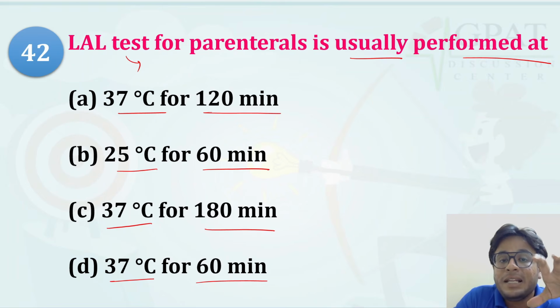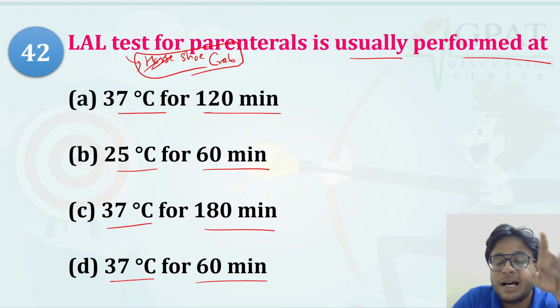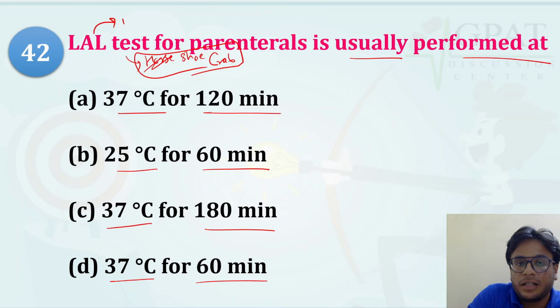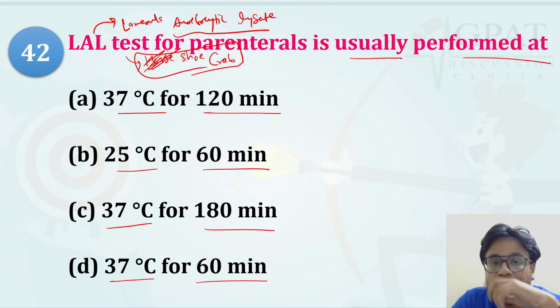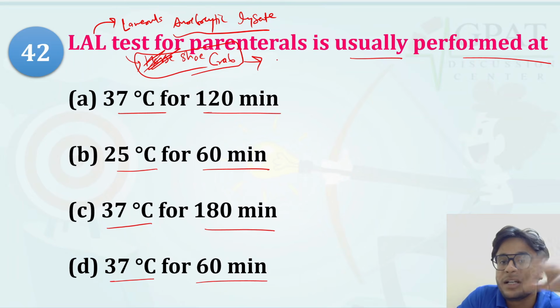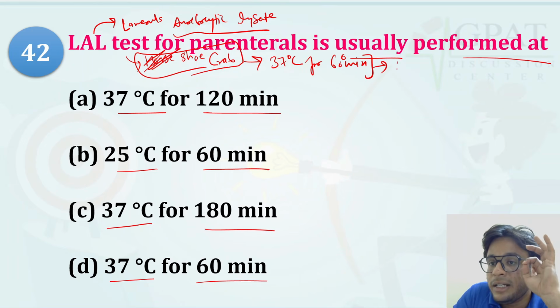The condition for the given LAL test, and the definition and full form of the LAL test: it is mainly isolated from the horseshoe crab. The definition of LAL is Limulus amebocyte lysate, a kind of enzyme. Where is it mainly isolated from? The horseshoe crab. And the condition provided for this test is 37 degrees Celsius for how much time? 60 minutes. And for what is this test being done? It is being done in order to detect endotoxins.